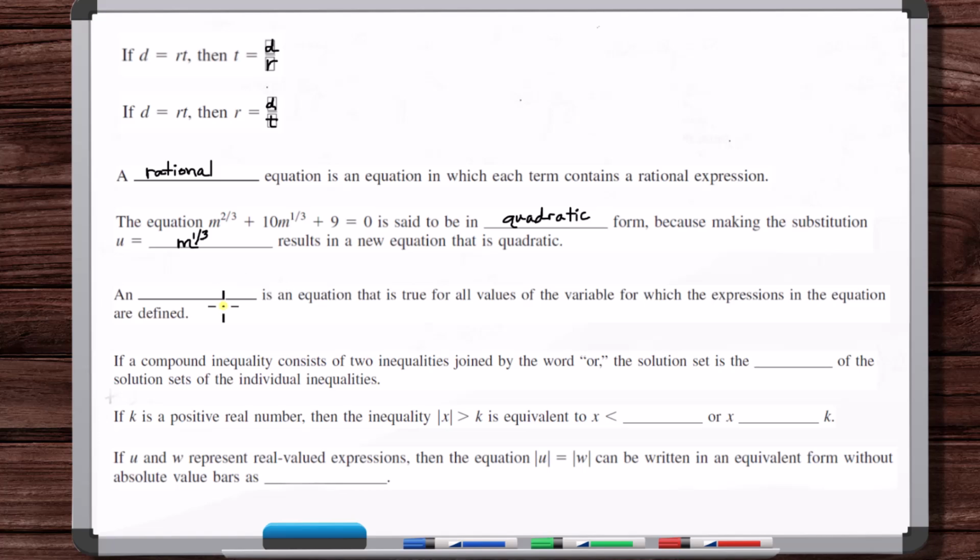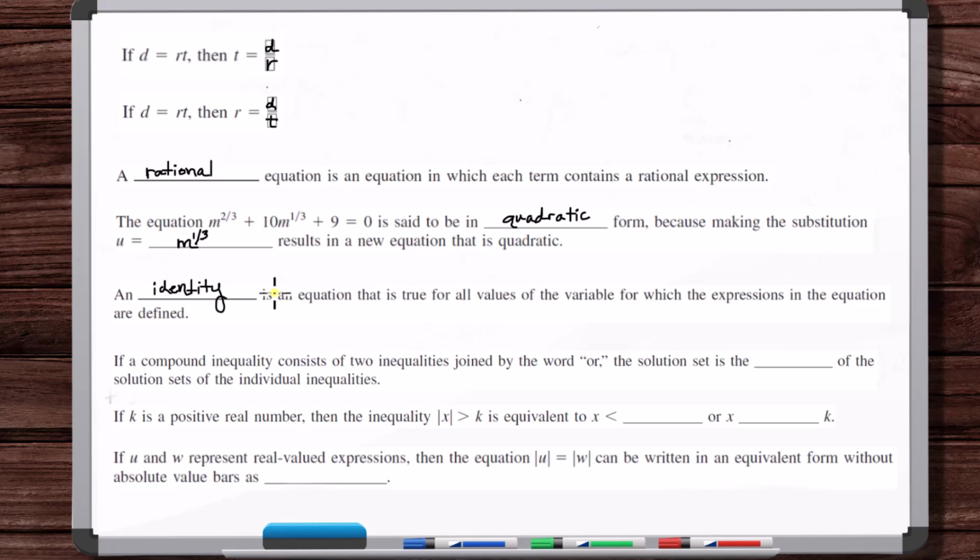A blank is an equation that is true for all values of the variable for which the expressions in the equation are defined. That's an identity, right? So like any number that you plug in that's within the domain of the variable, the unknown variable, the equation is satisfied.